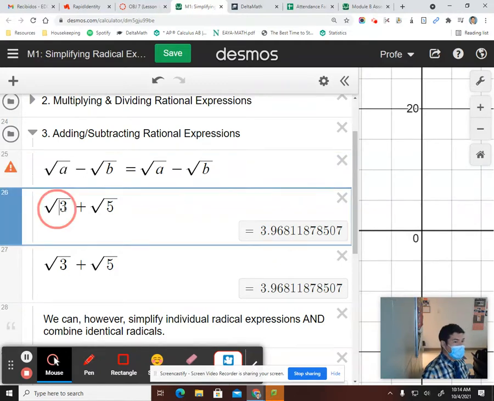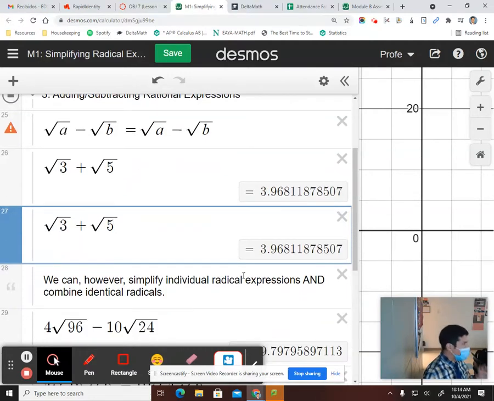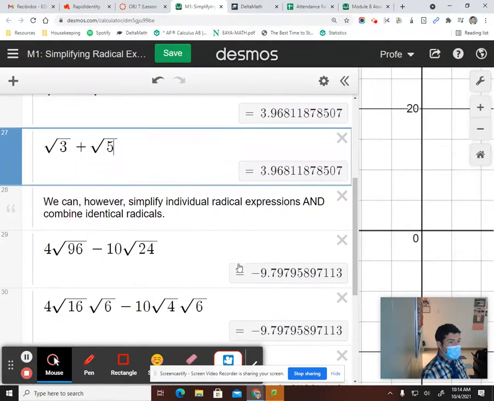All right? So for example, the square root of 3 plus the square root of 5, that cannot be combined. That's just square root of 3 plus square root of 5. If you're tempted to think that that's equal to the square root of 8, type it into Desmos and you'll see that the square root of 8 has a different value than the square root of 3 plus the square root of 5. Okay? So I'll start with a warning. You cannot combine radical expressions unless the radicals are the same. Let's see what that looks like.